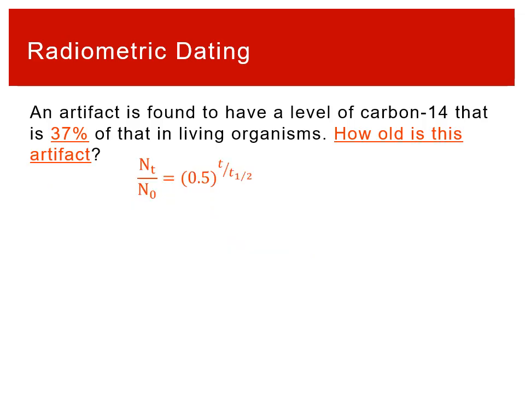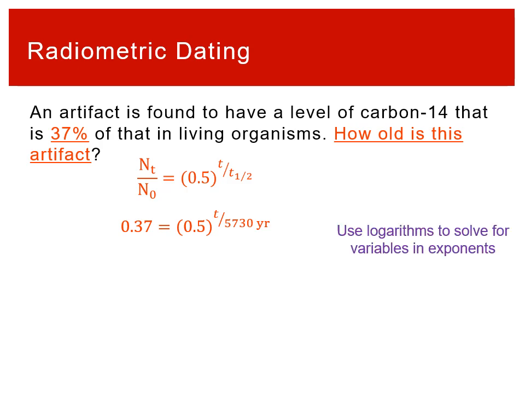All right, so if we actually want to plug some things in, here's the equation we have. So we're going to plug in the variables we had. The N_T over N_0 was 0.37, and our half-life was 5,730 years. So I want to solve for T, which is currently in an exponent. In order to isolate that value out of the exponent, I need to use logarithms. So I take the logarithm of both sides. In this case, I've used a natural logarithm. You can use any base logarithm you want.